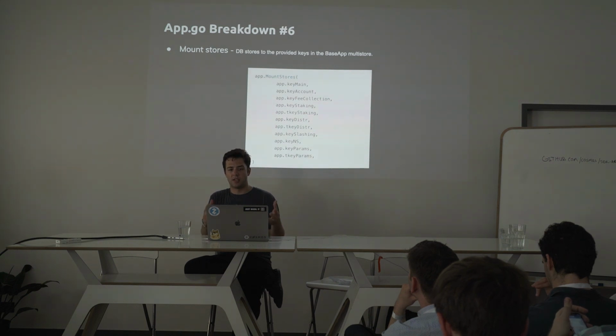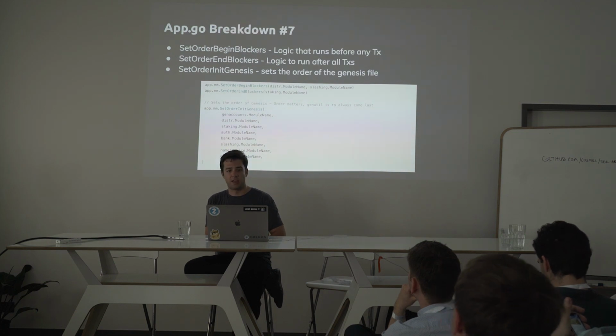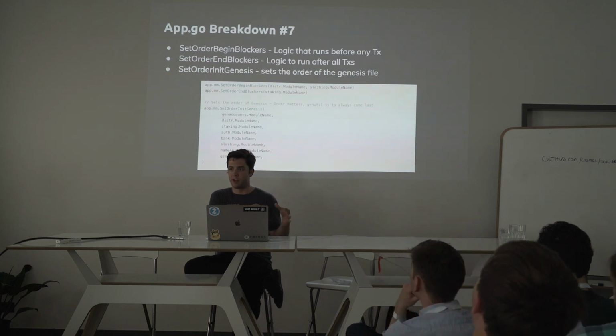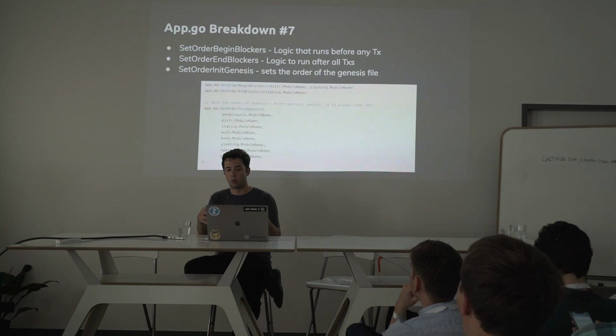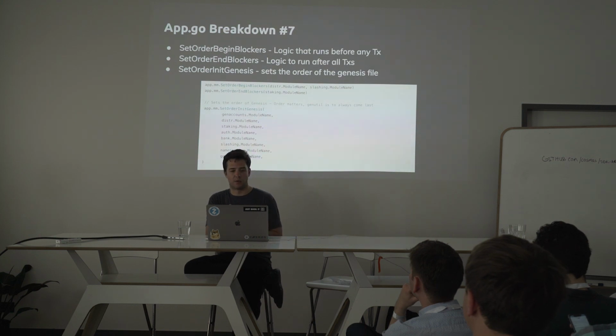And then mounting the stores, this is just a housekeeping operation. One thing that's interesting is that app module manager there allows you to set the order of different begin blockers, end blockers, and genesis logic. So, for example, the distribution module for begin blocker performs a bunch of operations, and those operations need to happen before the slashing operations in begin block. And the module manager offers a nice affordance to do that.